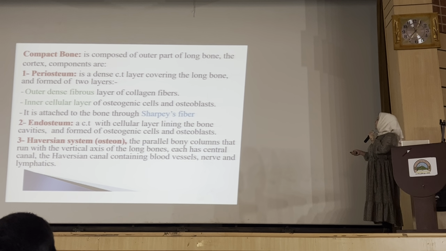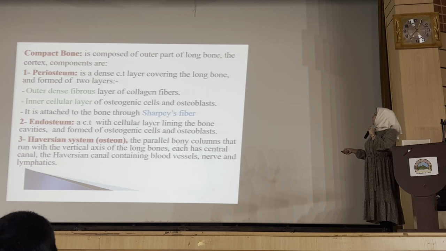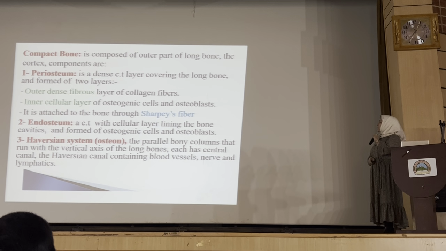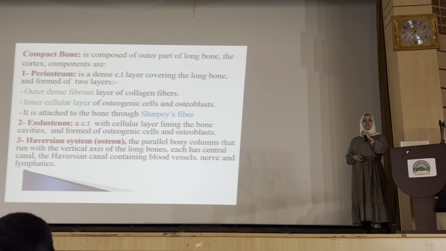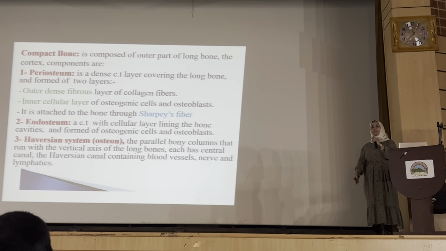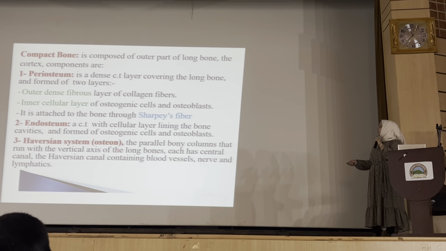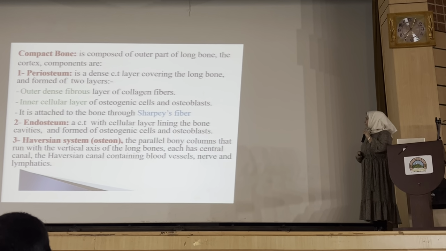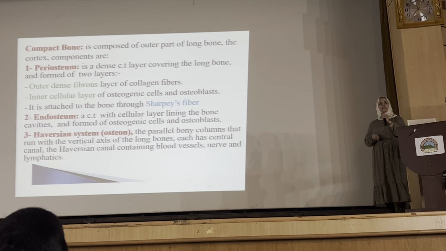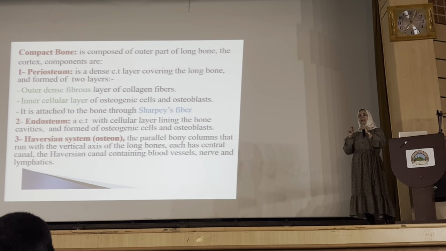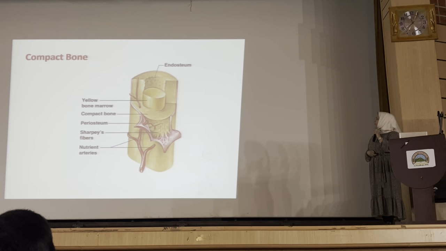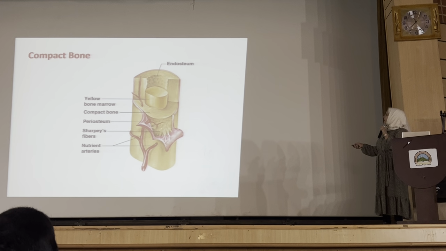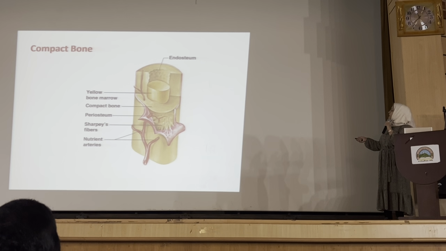Endosteum is a cellular layer lining the bone cavity. Also, it contains osteogenic cells and osteoblasts similar to the periosteum. Haversian system, there are cylindrical structures which run with the vertical axis of the bone, and the lumen of it contains vessels, lymphatics, and nerves, and it is surrounded by concentric layers of thin lamellae or thin layers of bone. As you see here, this is compact bone. Periosteum, endosteum, and the middle layer.